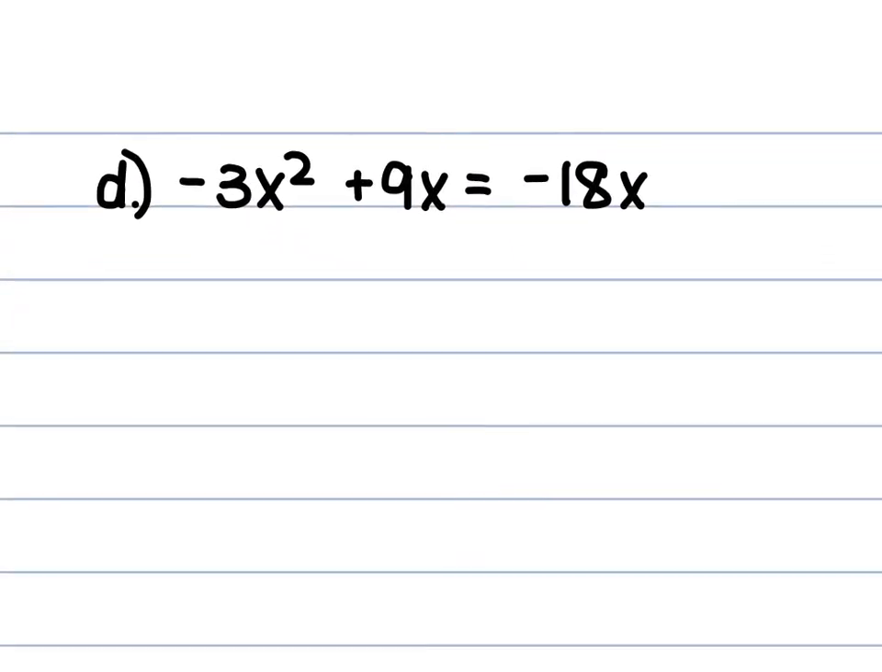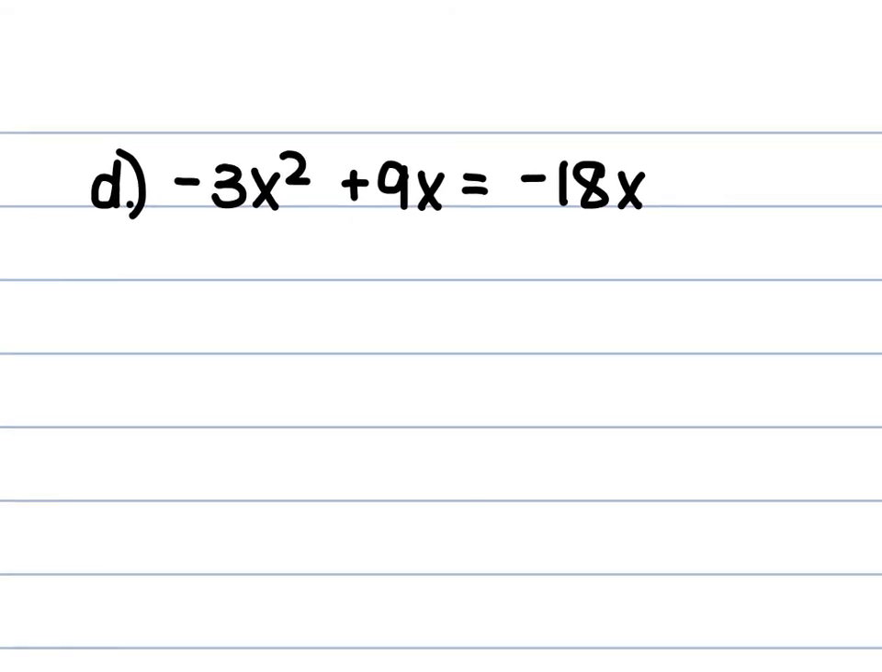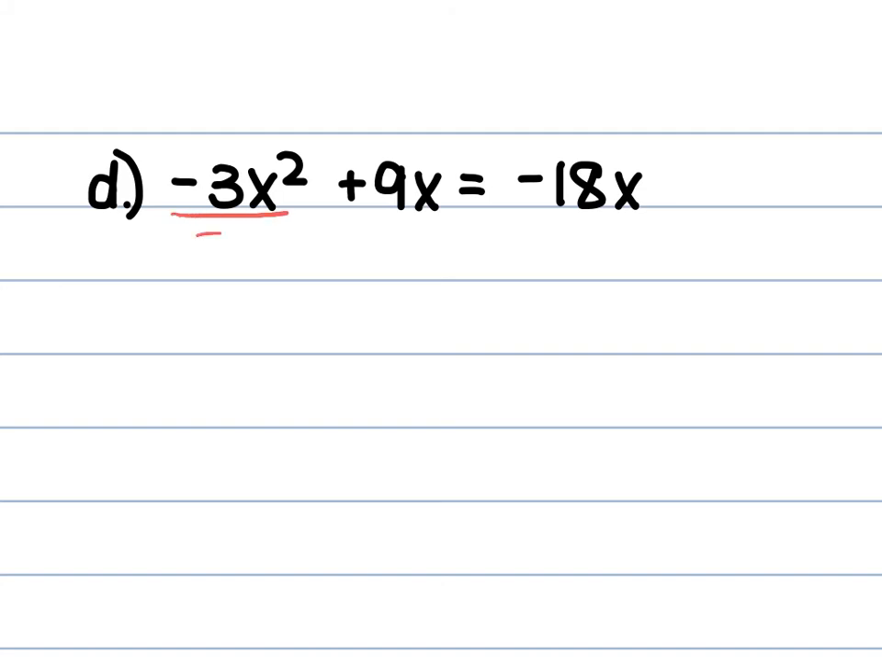All right, let's talk about this one. Notice here that they are all divisible by something. What is that something? 3. I would do negative 3 to get rid of the negative. So we get x squared plus, minus 3x equals, what is this going to be? Negative 18 divided by negative 3. 6x.